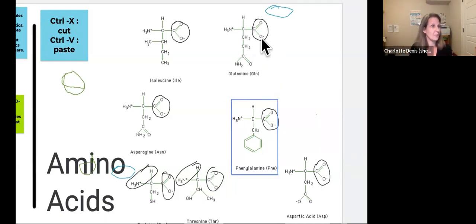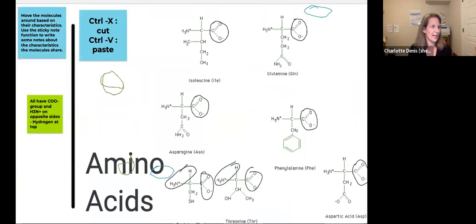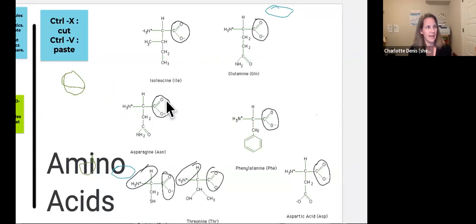And so I asked them to circle the similarities that the molecules have. Here you can see they've labeled this amino acids. This is after we've discussed it, at the end. But before that, I asked them to go back to the instructions and pay attention to what elements are in the molecule, what the shape is, patterns they see, and what the ends look like. When they do those things, they are able to notice that every single one of these has a COO minus. And I call that carboxyl.